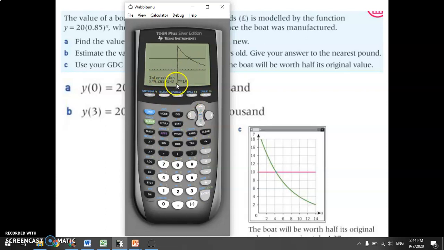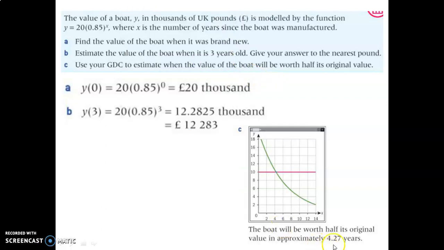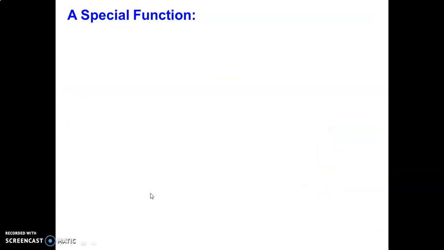So 4.26 is our x value, y is 10. Well, it should be because we know we have that line. So 4.26, I think it was rounded, 4.27. So it takes that much time for the value to become half of what it was. Okay, great. So now a special function.